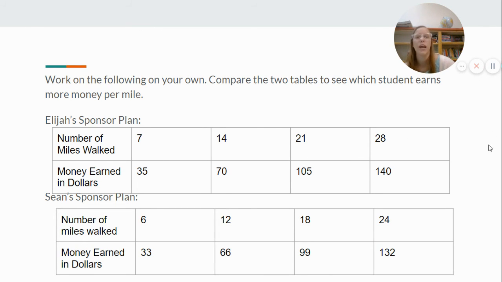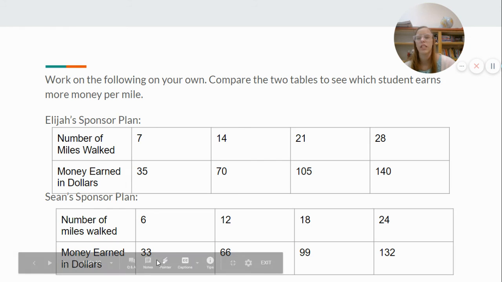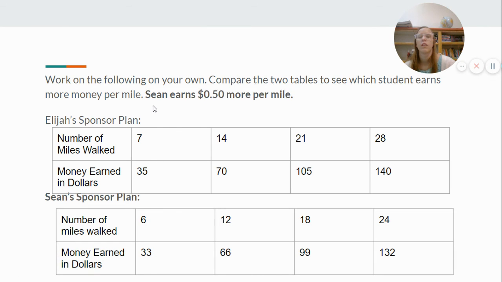So you're comparing the two tables to see which student earns more money per mile that they walk. Okay? When you're ready, hit play to see the answer. So we have Elijah and Sean. We need to first find out how much they earn per mile. Then we find out that Sean earns 50 cents more per mile.